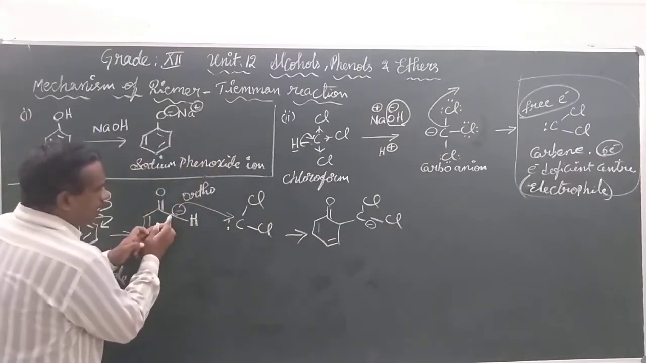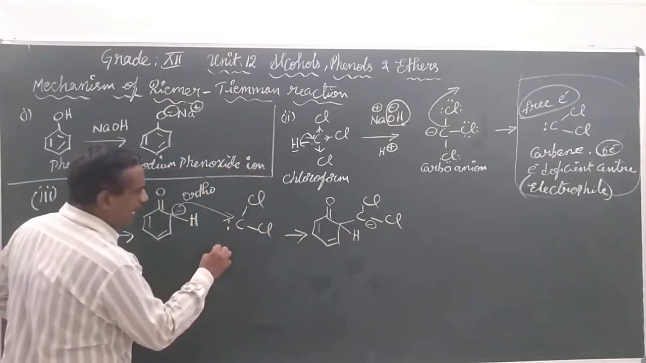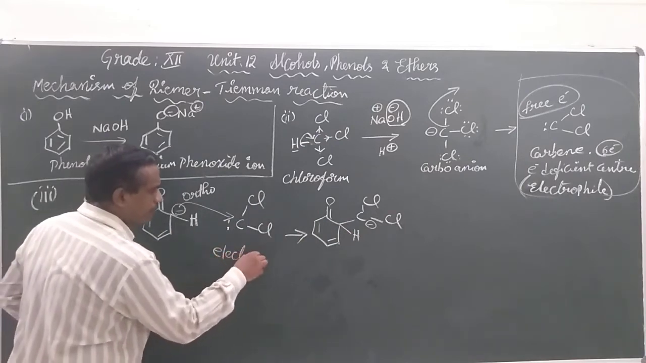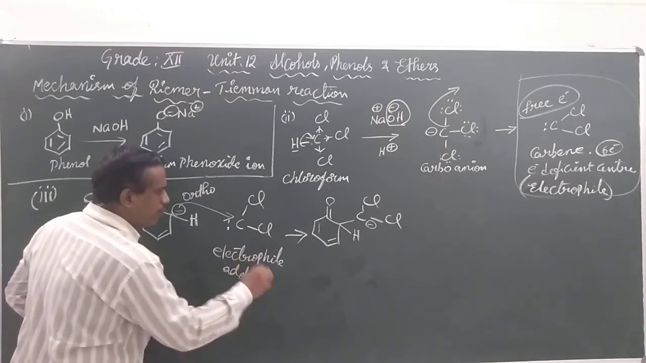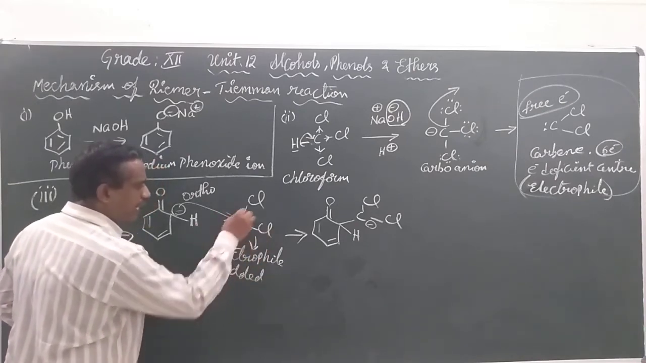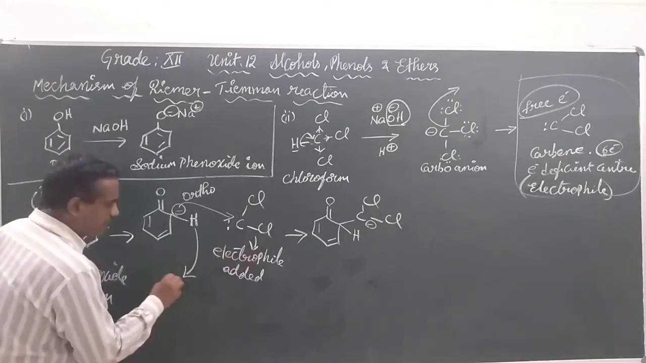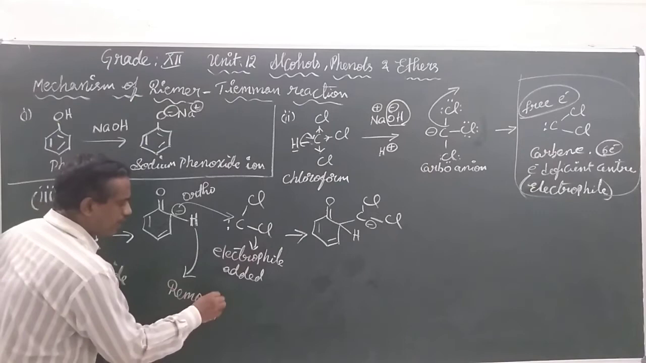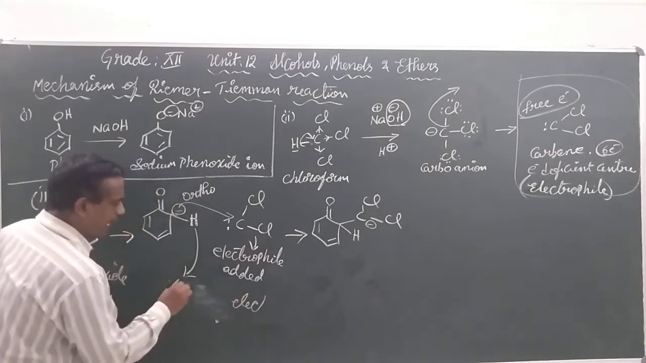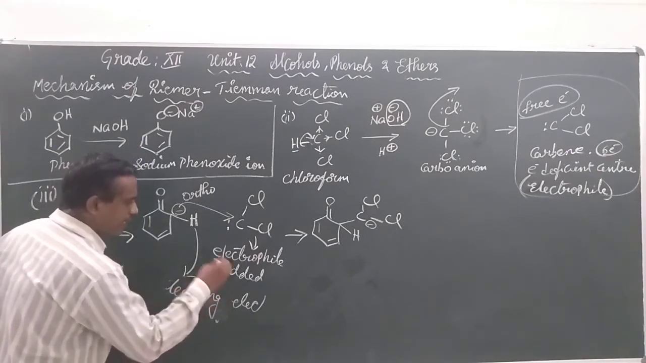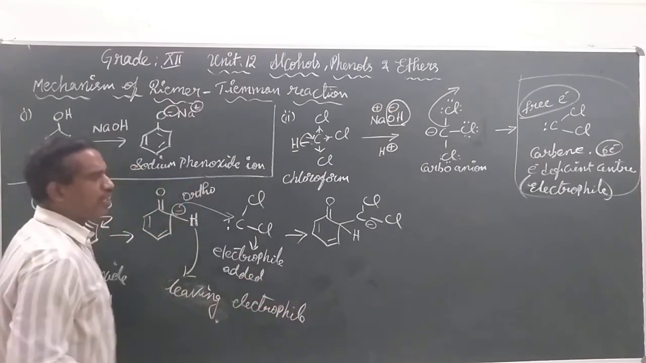But observe the ortho position hydrogen. This is the electrophile that was added. Now we need to remove this hydrogen as the electrophile. This is the entering electrophile, and this is the leaving electrophile. How to remove this electrophile?